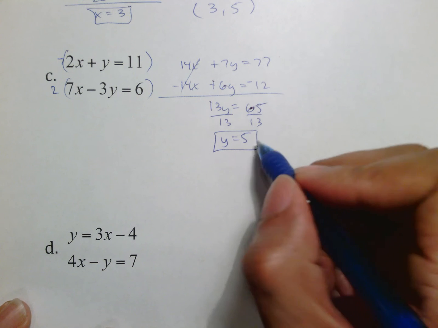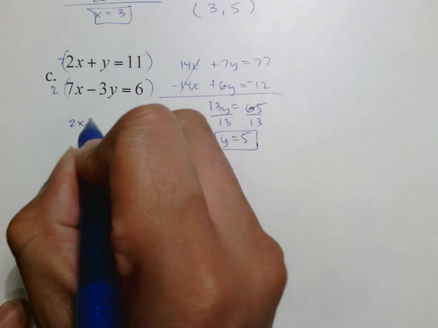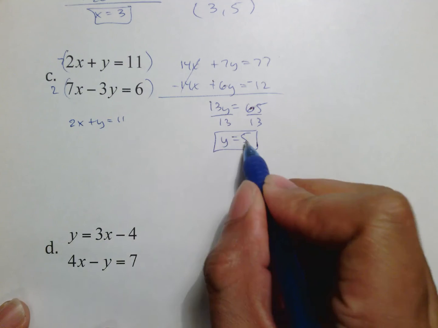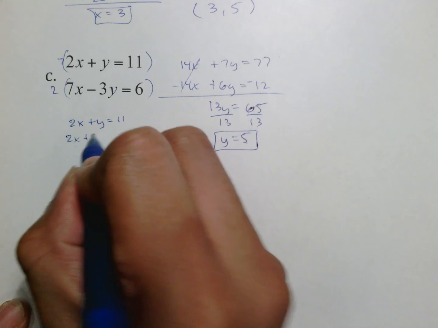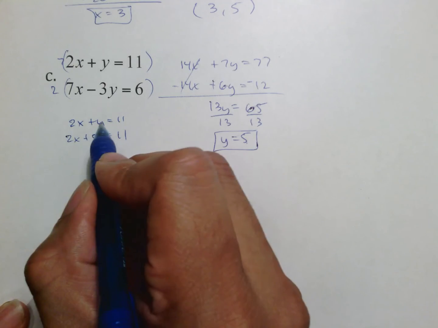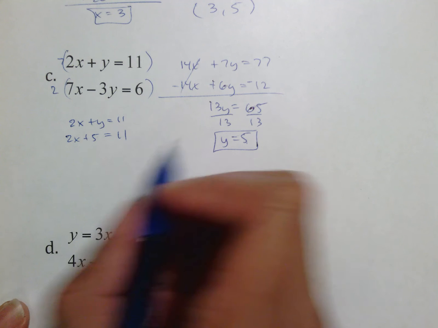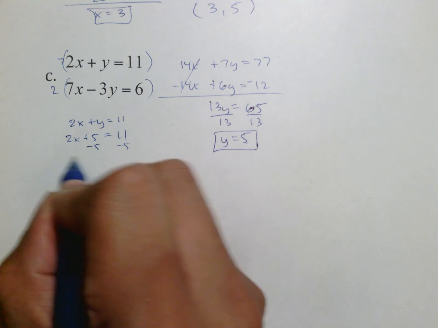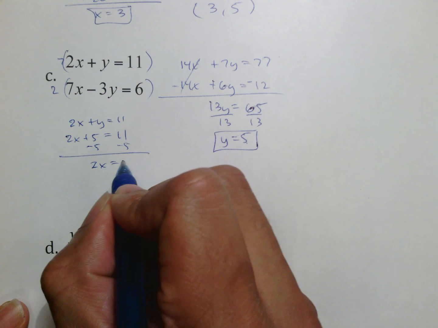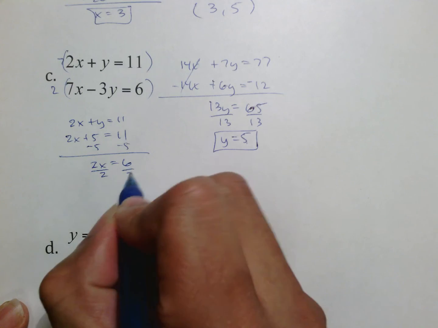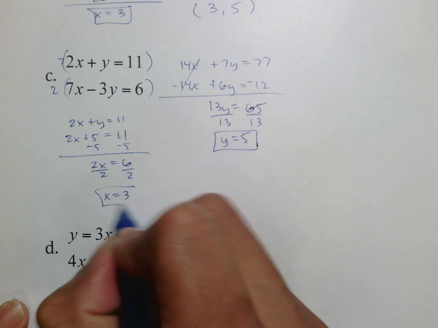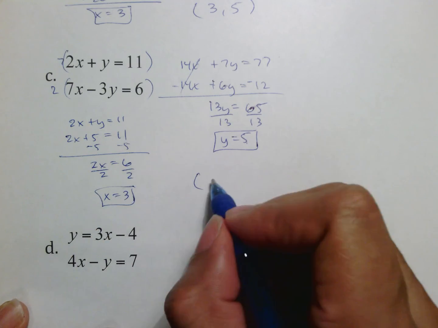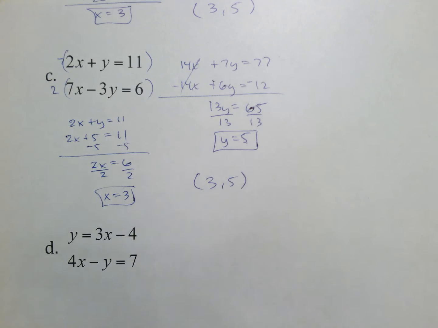And again, once I get that first answer, rewrite one of your equations. 2x plus y equals 11. This 5 now goes in for y. Remember, since there's nothing attached to that y but a sign, I can just put a 5. Now I will subtract 5 from both sides and divide by 2 to get the answer of x equals 3. And again, as an ordered pair, that is 3, 5.